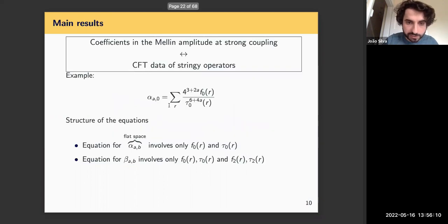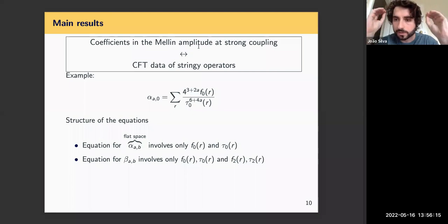And now the main result is that for each coefficient in the Mellin amplitude at strong coupling, there is an equation that relates it to the CFT data of the stringy operators. So let me show you the simplest of these equations. Take one of the flat space coefficients, let's call it alpha A0. And this is actually an infinite set of coefficients because A can be 0, 1, 2, 3, etc. So take all these coefficients and we claim they can be written as a sum over all the stringy operators. And in the numerator, you will have the OPE coefficient at leading order, and in the denominator, the twist at the leading order.